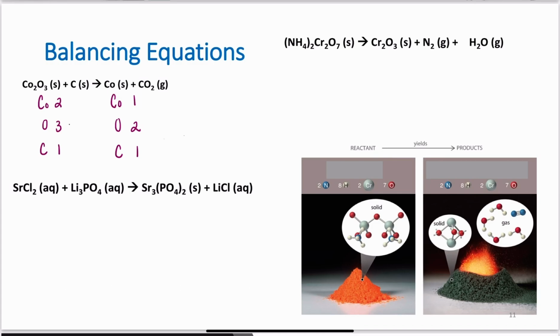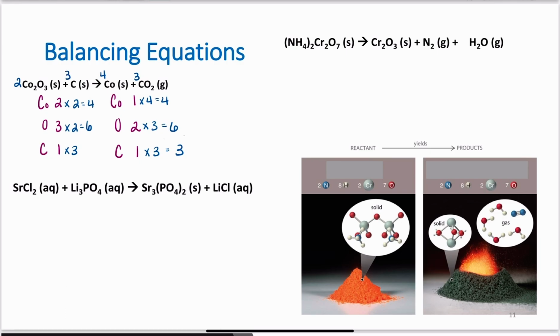For oxygen, to get this to a common number, I'm going to multiply this by 2 and this by 3, giving me 6 on each side. So this will be a 3 CO2 here and 2 Co2O3 here. When I do that, that multiplies my cobalt by 2, giving me 4 cobalt, and multiplies this carbon by 3, giving me 3 carbon. Now I can go ahead and fix my cobalt and my carbon. Times this by 4, giving me 4 cobalt here. Times this by 3, giving me 3 carbon here.